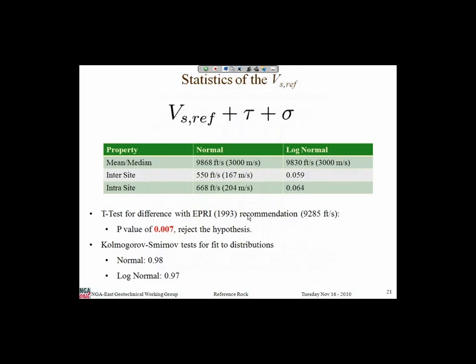And one of the things we did, and this is work that Albert did, was a t-test of the EPRI 1993 recommendation, because we wanted to look at past knowledge and whether we need to change that or not. If you go strictly by the t-test evaluation of the recommendation in the EPRI 1993, 9,285 feet per second, the p-value is 0.007 and technically rejects this hypothesis.